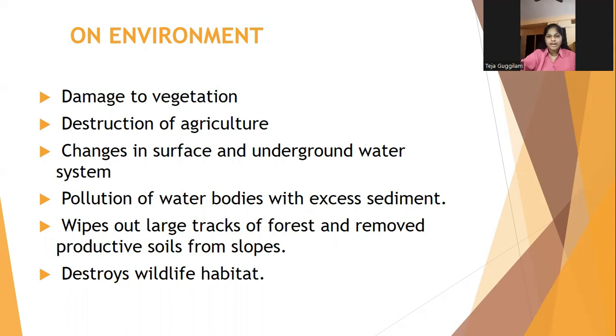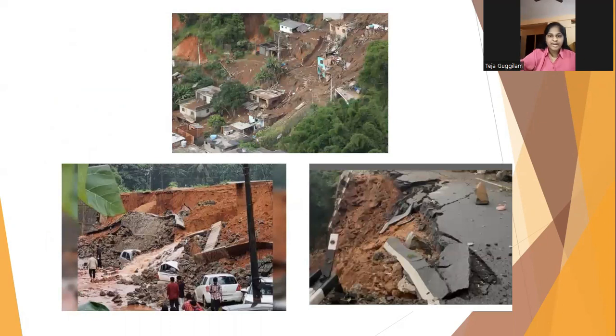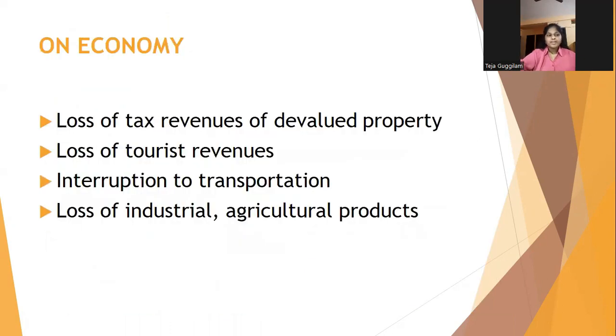It destroys wildlife habitat. And now I'll be speaking about the implications of landslide on environment. The first one is loss of tax revenues on devalued property. That means whenever a landslide happens, the property value will be reducing, and whatever the amount of tax they are paying on the particular property is reducing, and that is burdening the economy. And loss of tourist revenues.